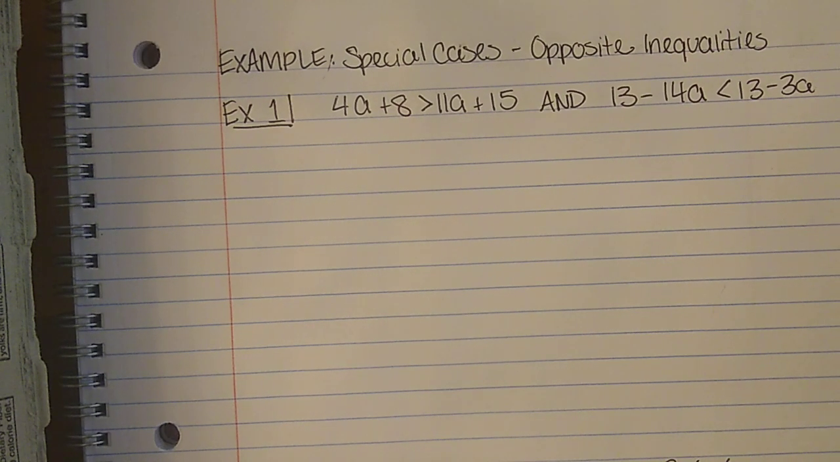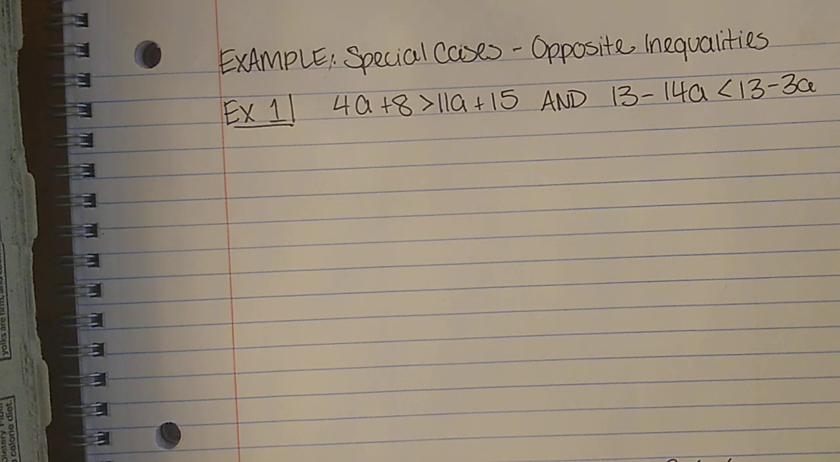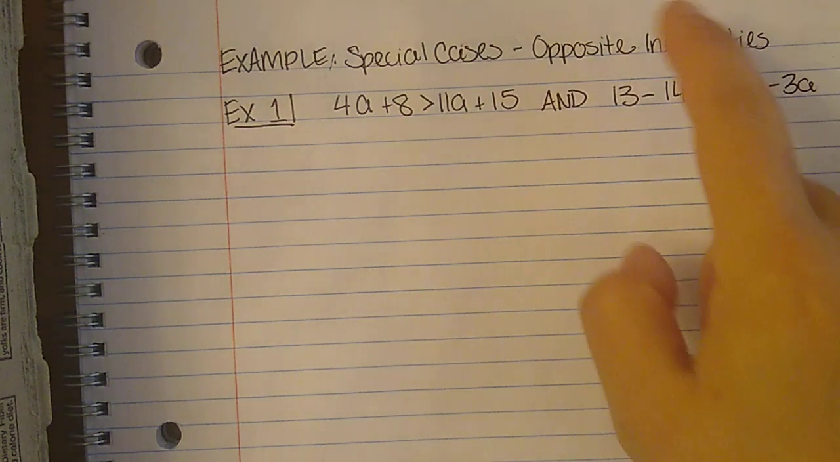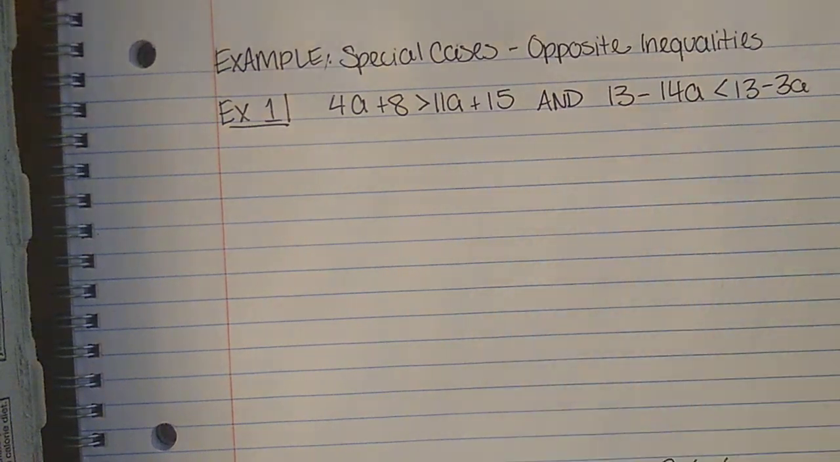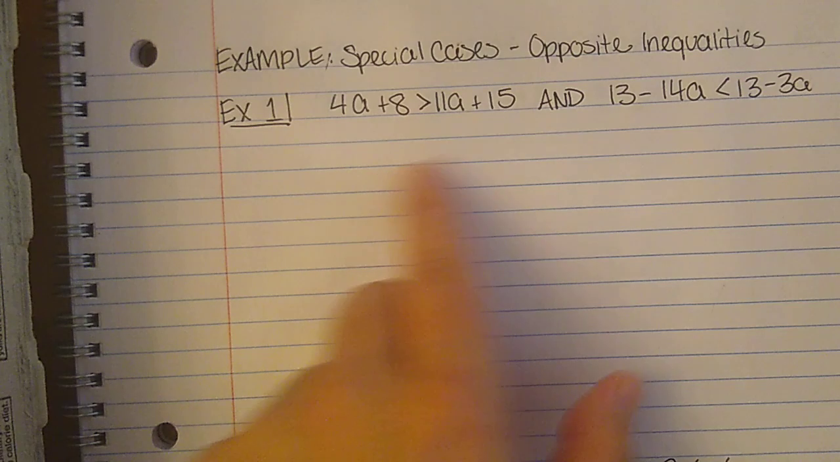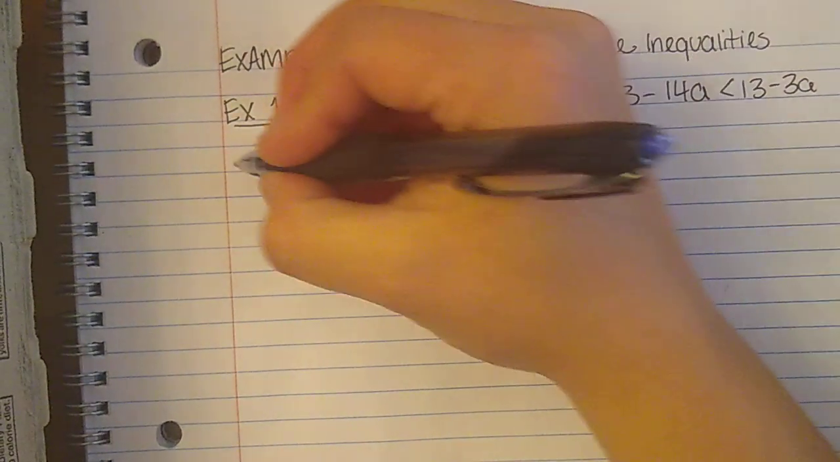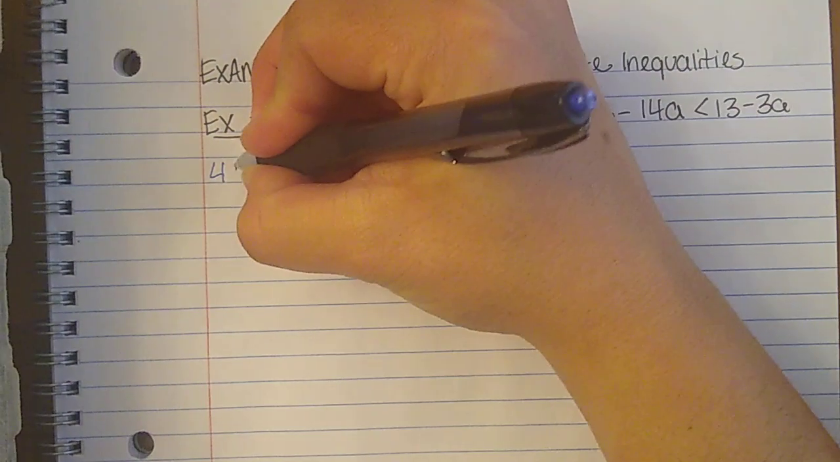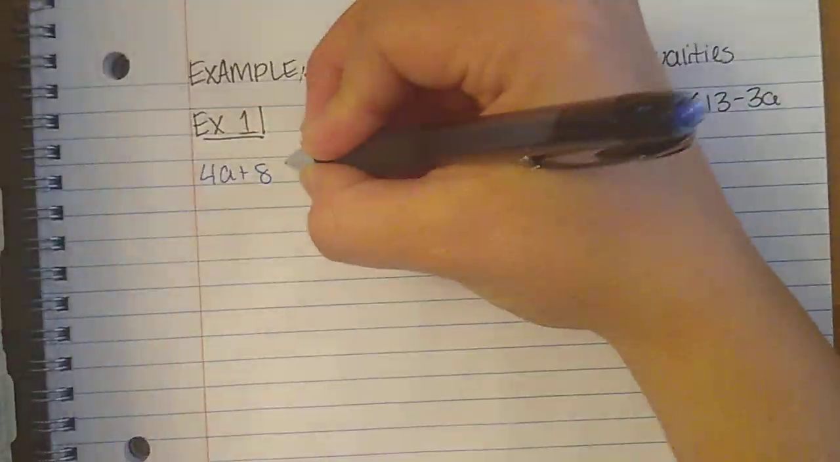All right, so on to our first example of special case solutions to inequalities. So starting with opposite inequalities, what can happen that is different from what we're typically used to dealing with. So first, we're going to solve it. Not going to spend too much detail describing that, as this has been described many times.